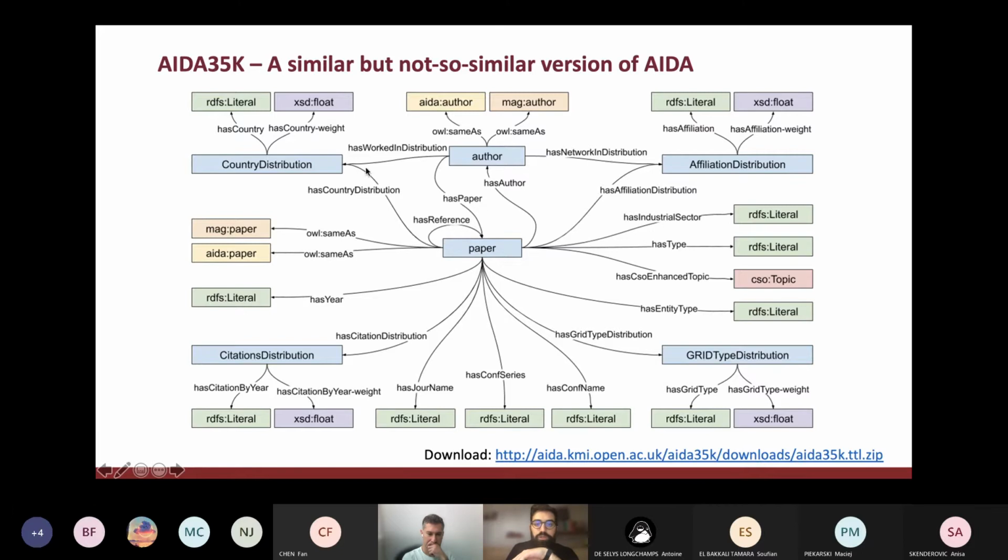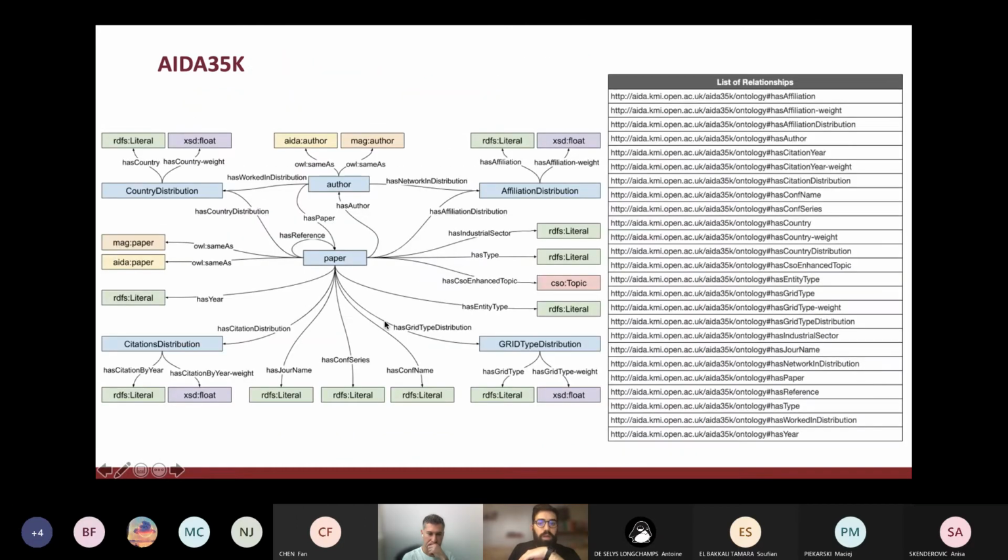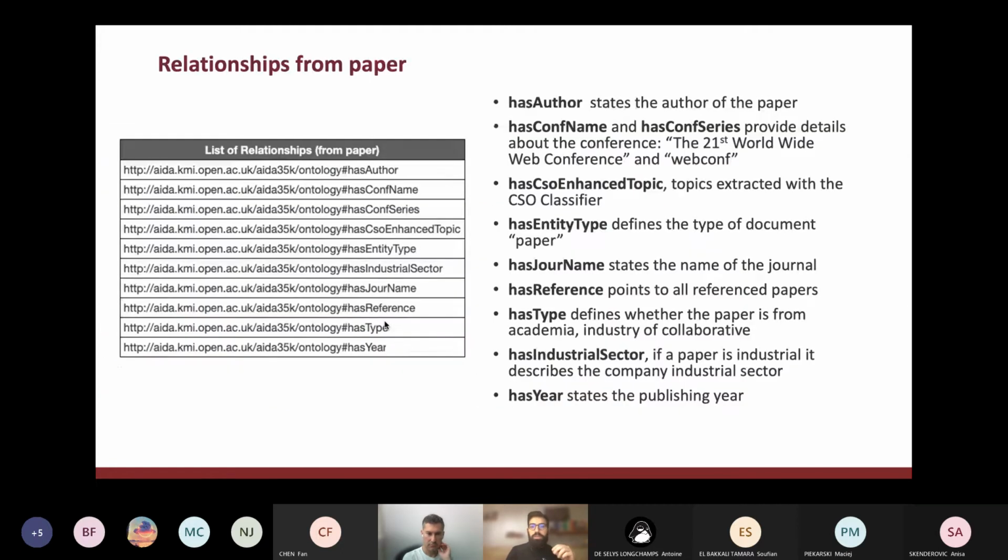Okay, those are the old relationships, the 26 unique relationships. And this is the full list, but I will just spend a few slides explaining them, because I want you to understand exactly what this dataset contains in terms of facts. So the simple one starts from paper. The paper is the subject, then there are these relationships here, and it has got some objects.